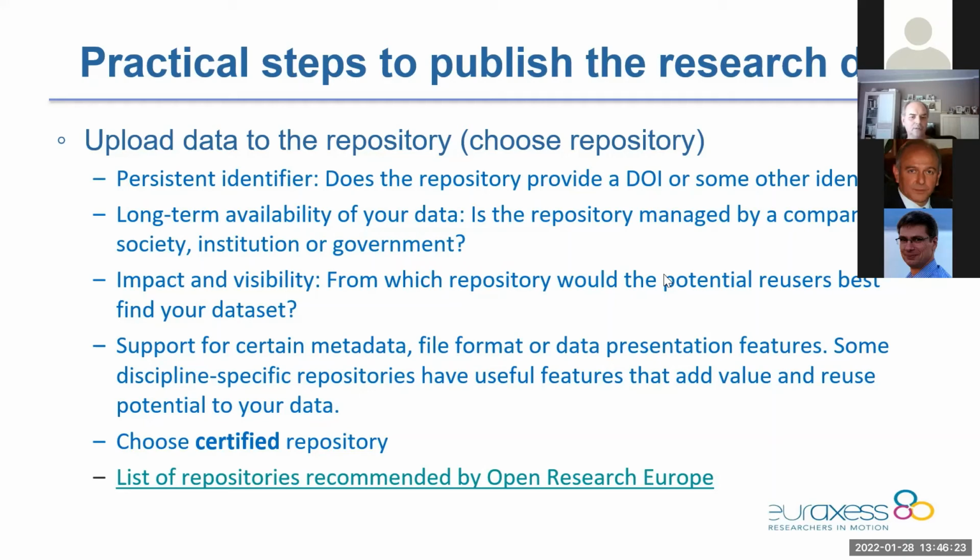If you don't have a discipline repository, and if you use the Retrieve Data portal for your search, it is recommended to add a filter certificate and look for the red icon in the results. It means you should choose a certified repository. And the last link leads to a list of repositories recommended by Open Research Europe, which is an open access publishing platform for researchers from Horizon 2020 projects.